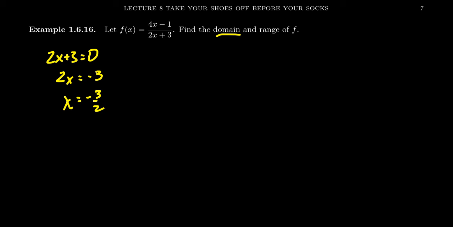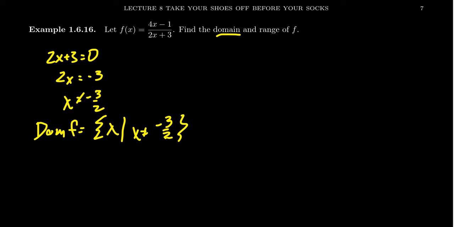And so this is then the forbidden value. The domain of our function f will be all real numbers x, such that x does not equal negative 3 halves. And so negative 3 halves feels like the kid who didn't get picked on the dodgeball team. Everyone else gets to play except for negative 3 halves. So sad. I'm sorry. But that's what it is.